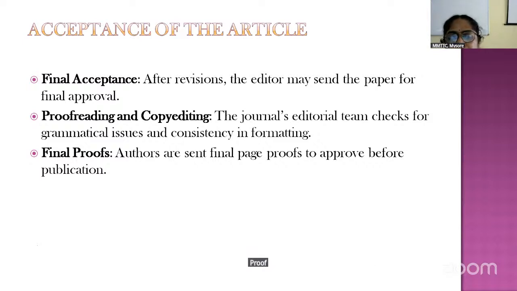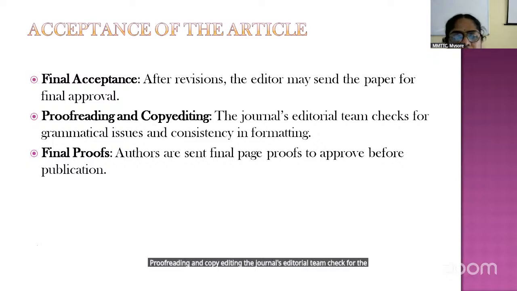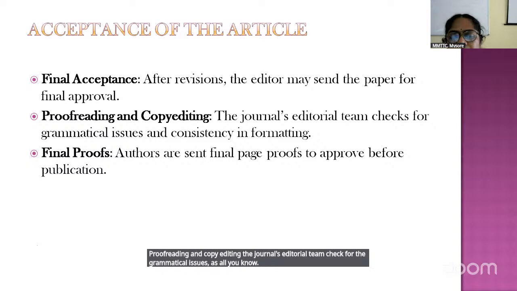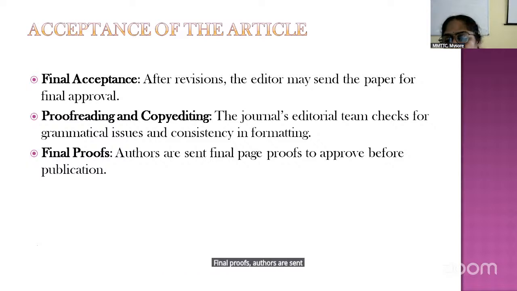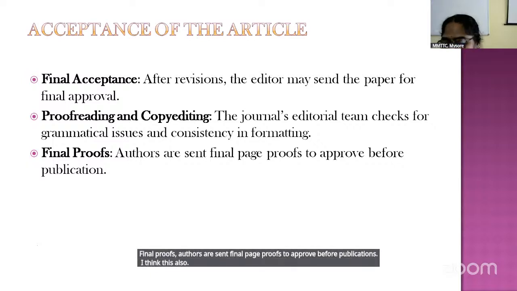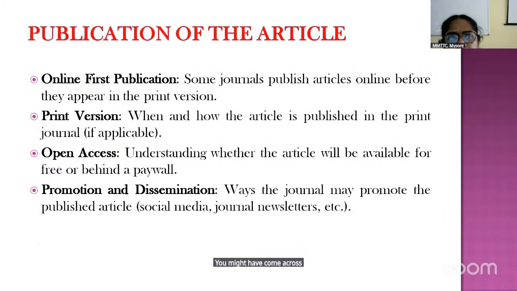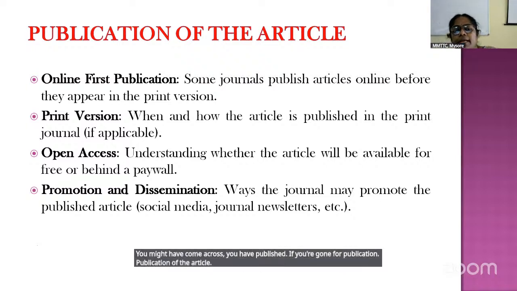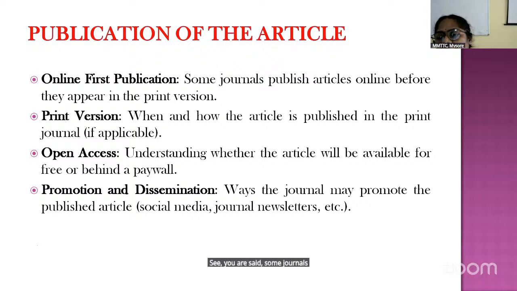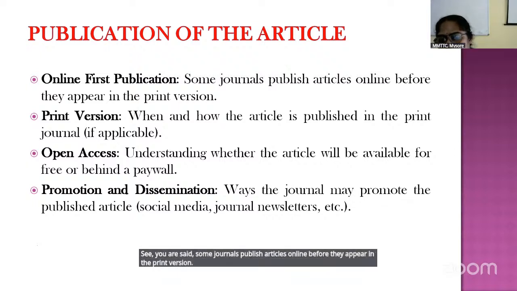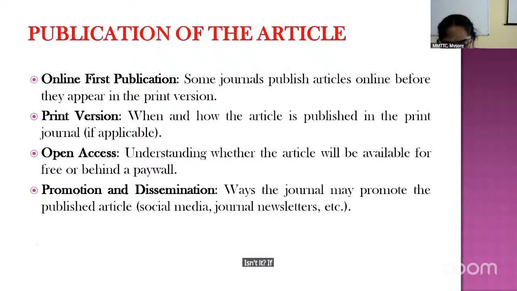Proofreading and copy editing: the journal's editorial team checks for grammatical issues and all that. Final proofs: authors are sent final page proofs to approve before publication. I think you might have come across this, if you have gone for publication. Publication of the article. Now, online first publication. See, some journals publish articles online before they appear in the print version, isn't it? If you want, you can go for that.